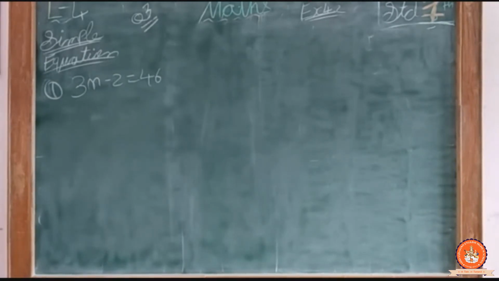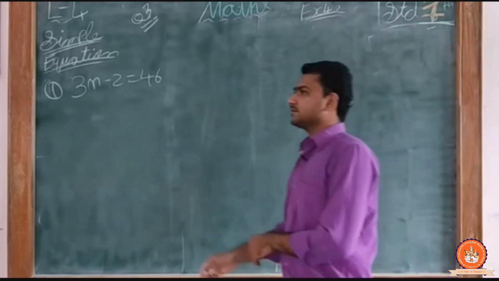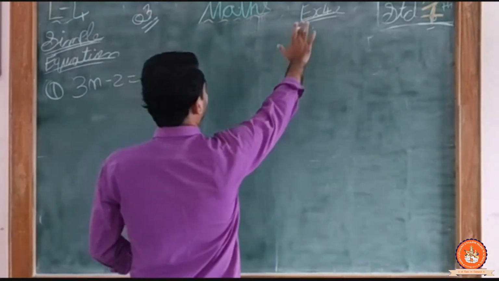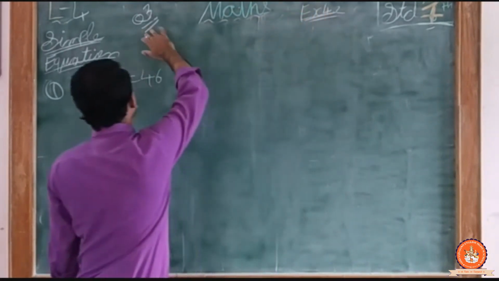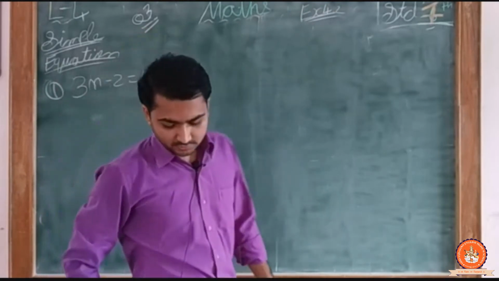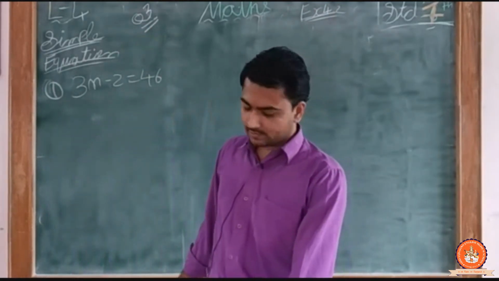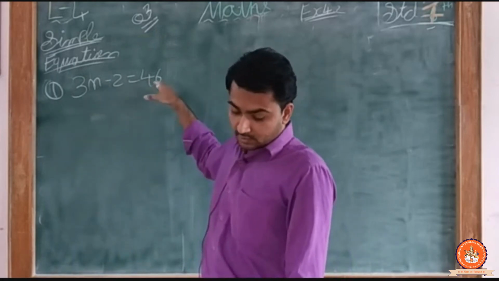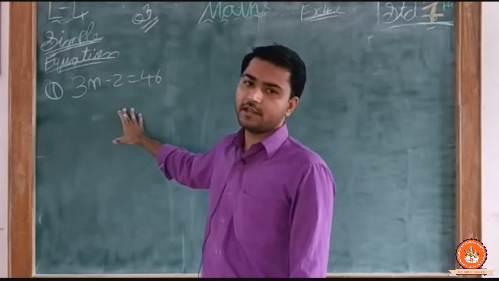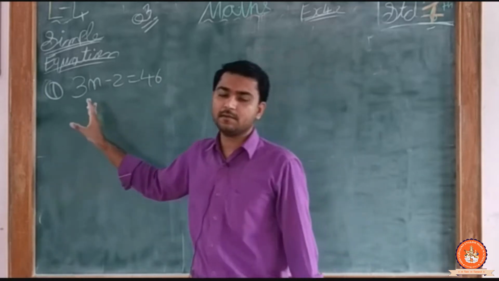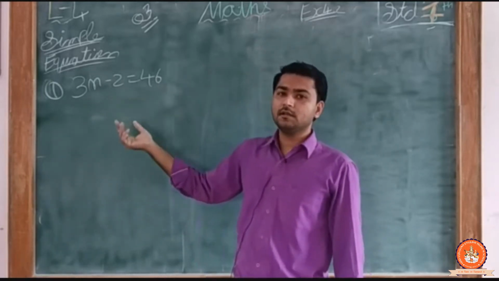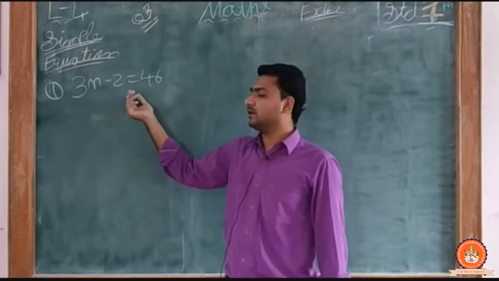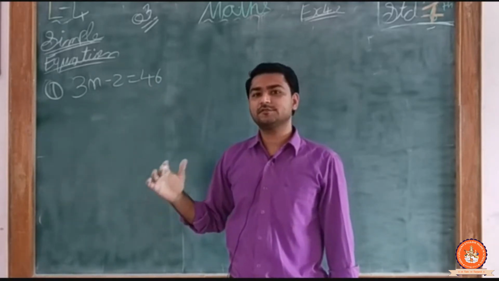Yes students, now coming on to the next question, that is question number 3 for the exercise number 4.2. Question number 3. Now in question number 3 they give us the question such that 3n minus 2 equal to 46. Here also we have to find the variable. Okay, we have to find the variable and again we will put that variable in this equation only and we will find that it is satisfied or not.